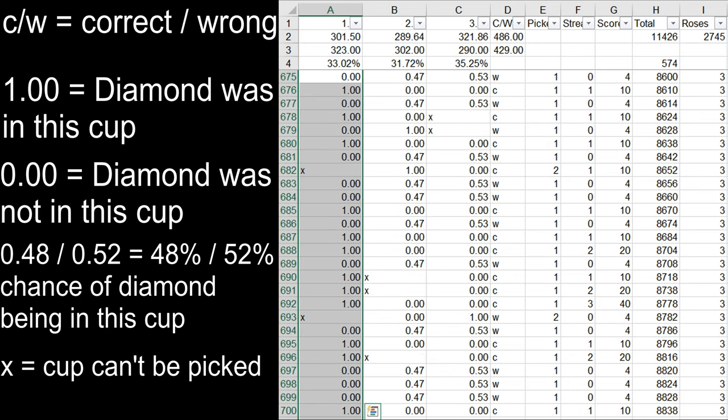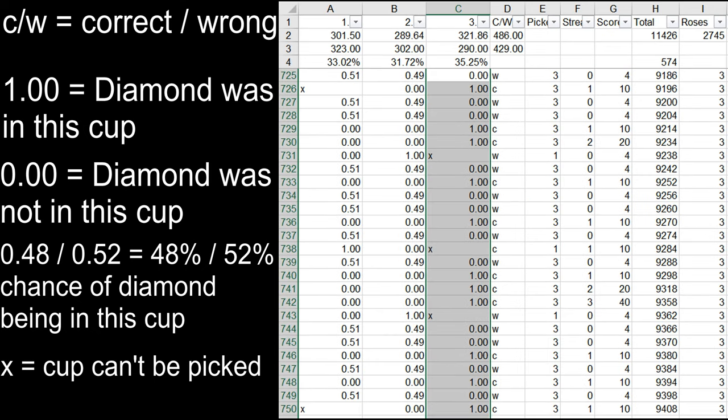Then I did the same for the left cup, where I chose the middle cup 3 times since I couldn't choose the left one, and I got 26 correct guesses out of 50, which is a 52% accuracy rate. And finally, I did the same for the right cup, where I was forced to pick the left cup 7 times because it was impossible to pick the right one. And I got 24 out of 50 right, which is a 48% accuracy rate.